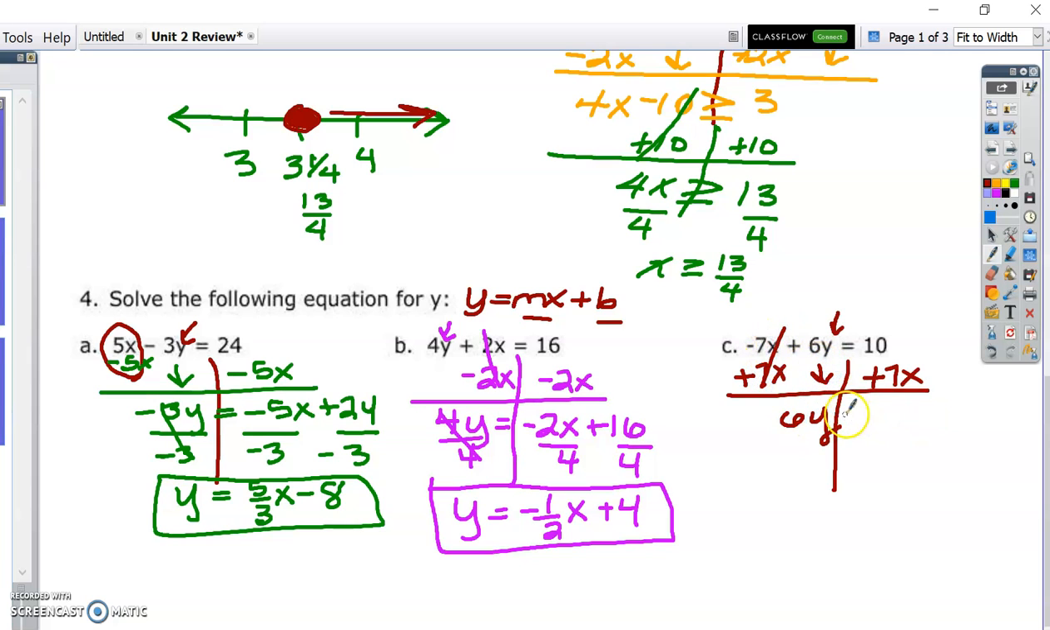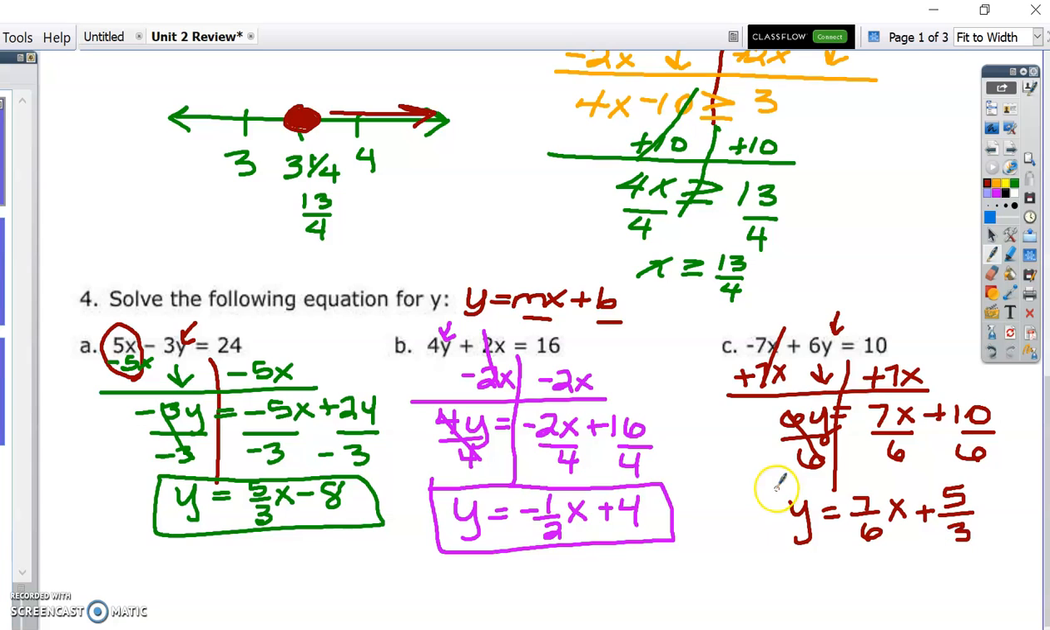6y comes down, equals 7x plus 10. Divide, divide, divide. 6, 6, 6. 6 cancels out. Y equals, this won't simplify, so 7 over 6x. And plus 2 goes in this 5 times, and 2 goes into here 3 times. Alright, there we go. Done.